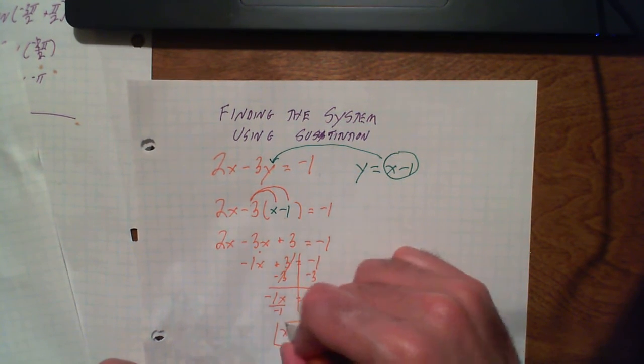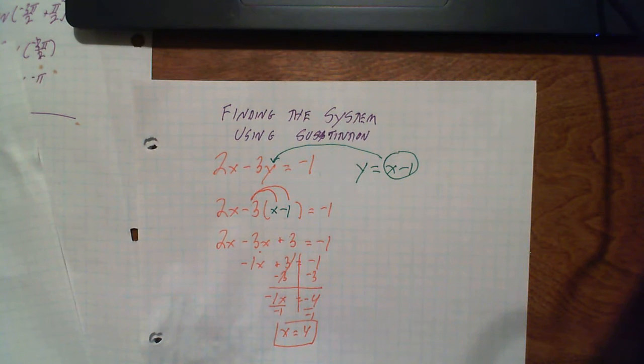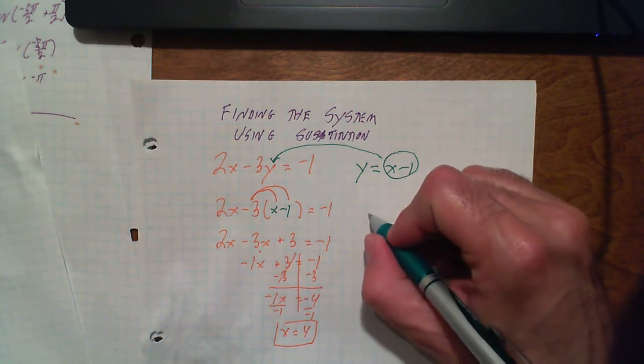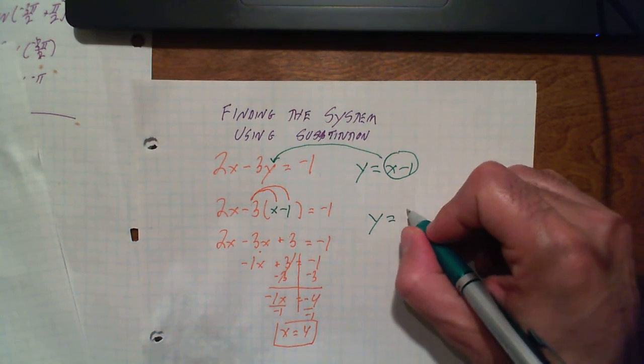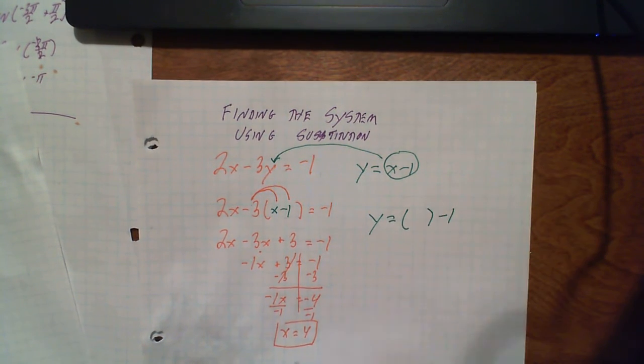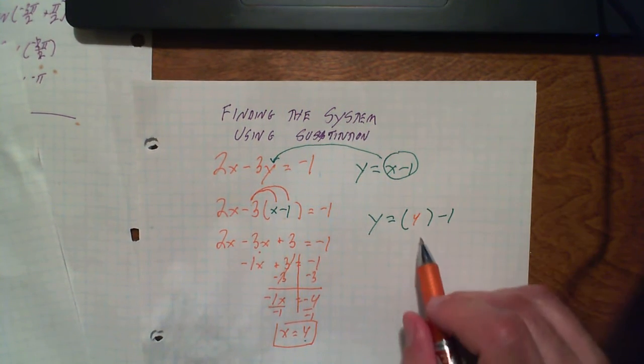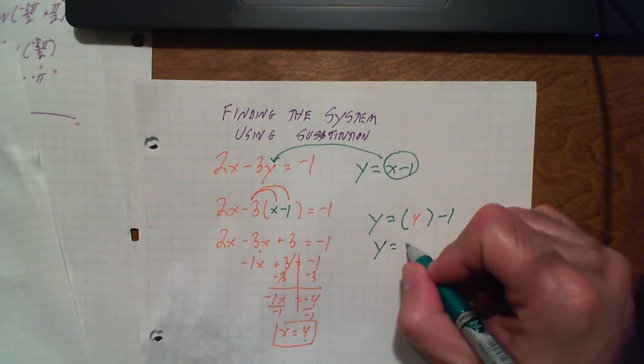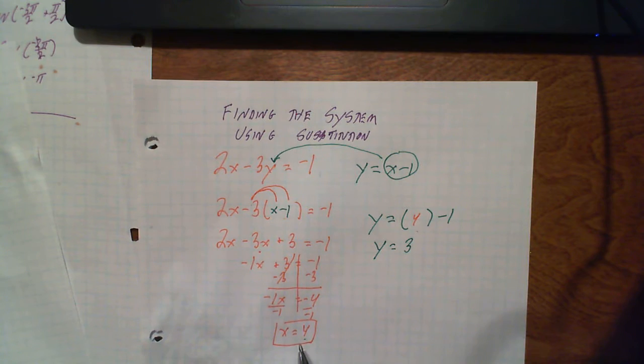Now wait, I'm trying to solve for the point of intersection. So I need to take my 4 and plug it back into an equation here. So let's plug it into this one. Y equals, instead of x minus 1, now I can substitute in x is equal to 4. So I plug in 4. And what is 4 minus 1? Y equals 3.